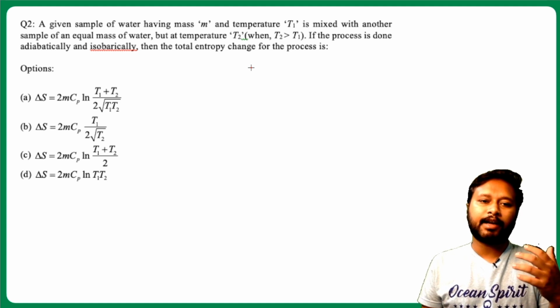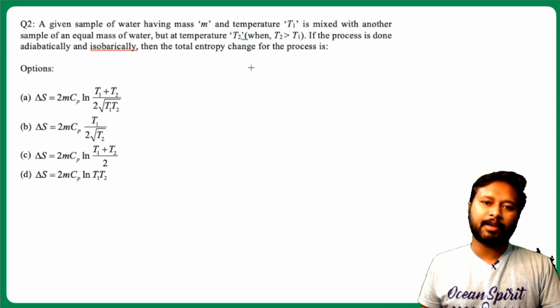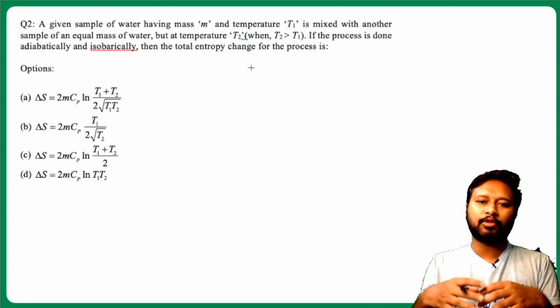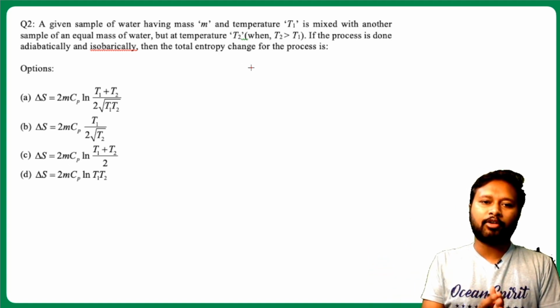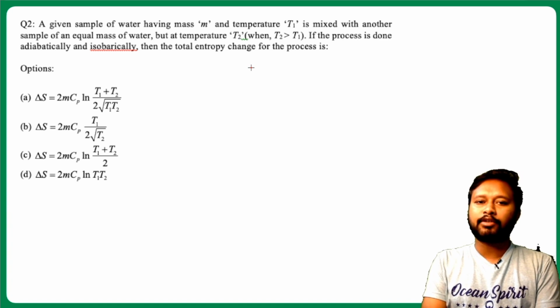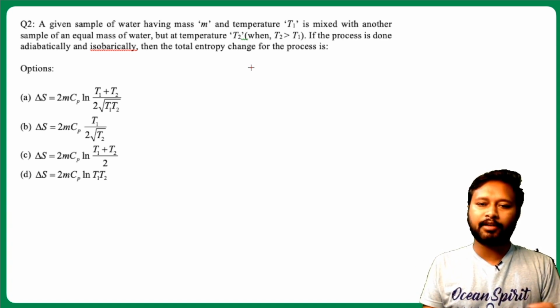First thing is that the sample of water has mass m only, but it has been kept at two different temperatures. So water only is kept at some temperature T1 and water only is kept at some temperature T2. You are mixing both the water and you are trying to find out what will be the total entropy change. Okay, so that's what it is. In order to go for that, first of all you need to find out what is the actual temperature after mixing, or what is the final temperature.